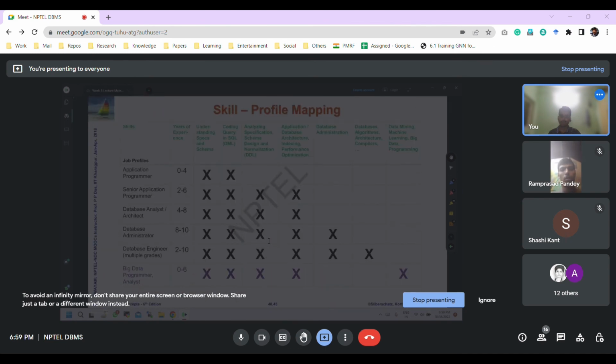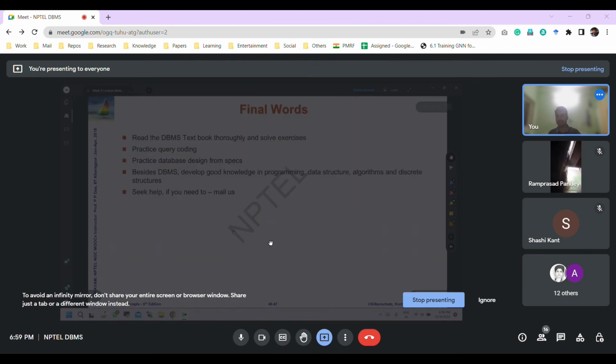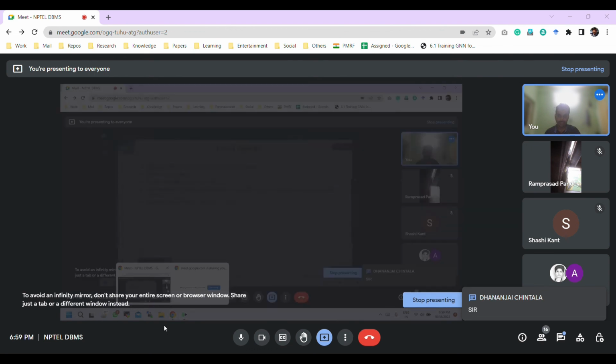They have also provided the profile mapping. So this is actually the final thing. Is there any comment? Yes, please.